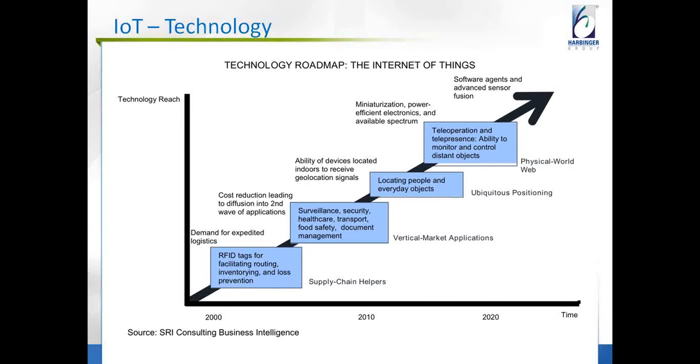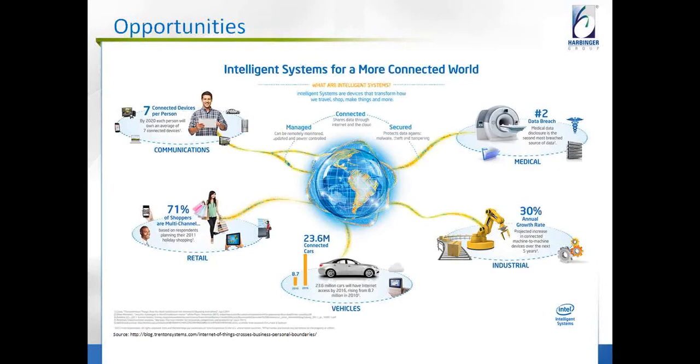So let's take a look at this research report that came out some days back. If we look at this roadmap, it's clearly indicating that the current focus is on supporting ubiquitous positioning by locating people and everyday objects by means of IoT applications. So in terms of technology, we are definitely getting there. There is a technology evolution that is already in place.